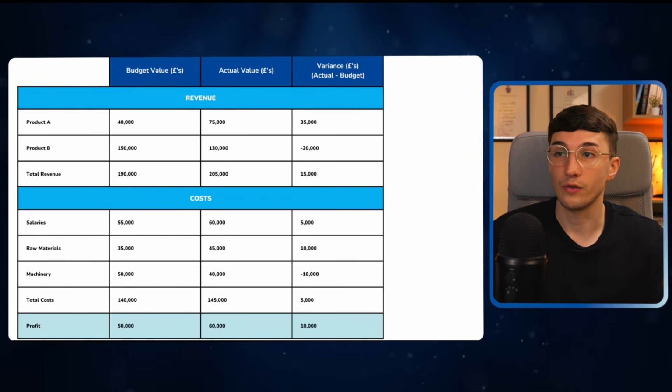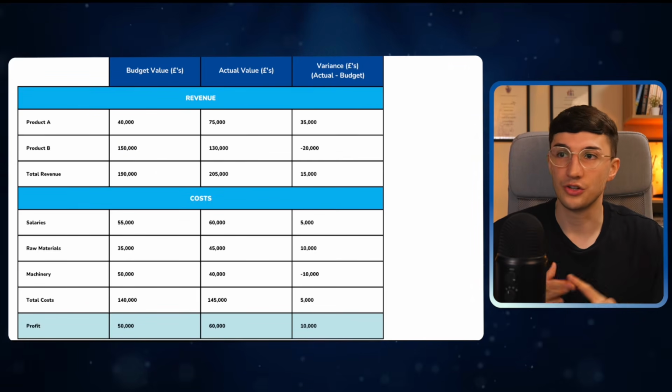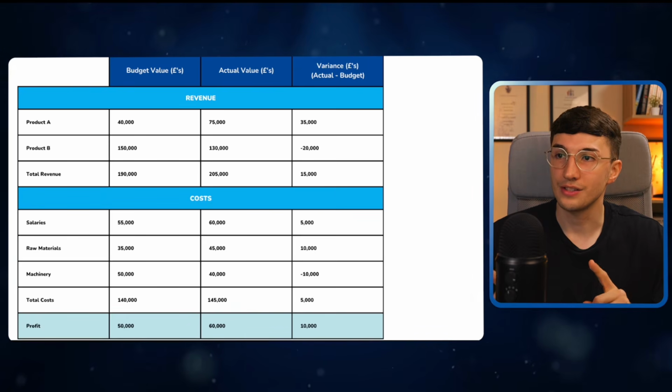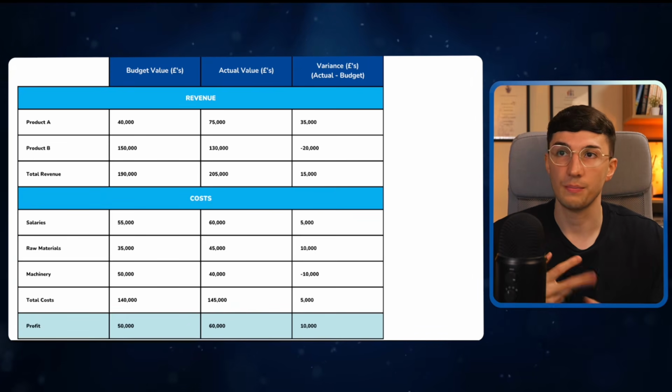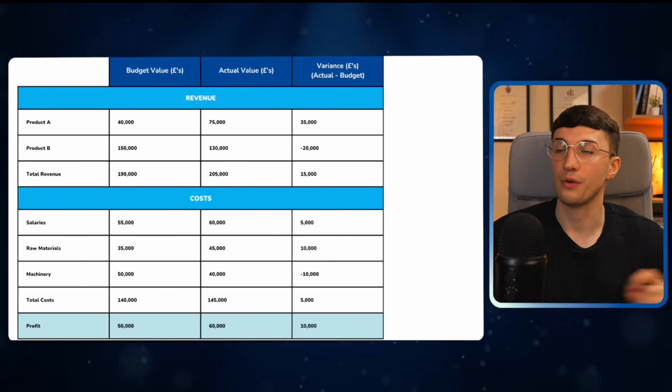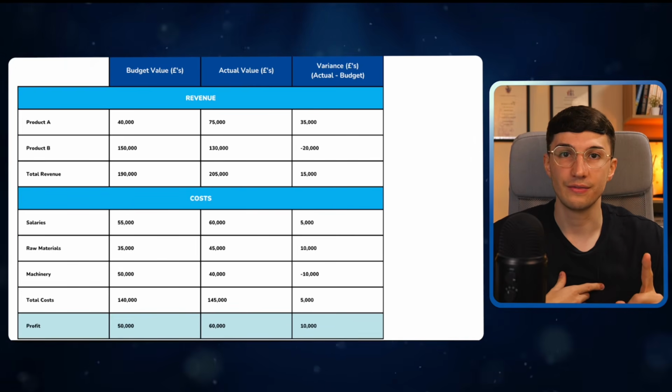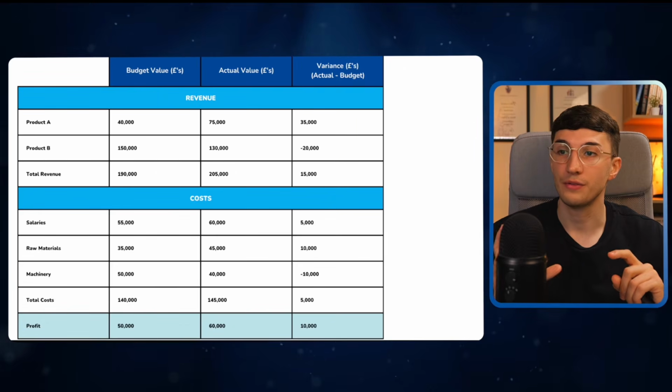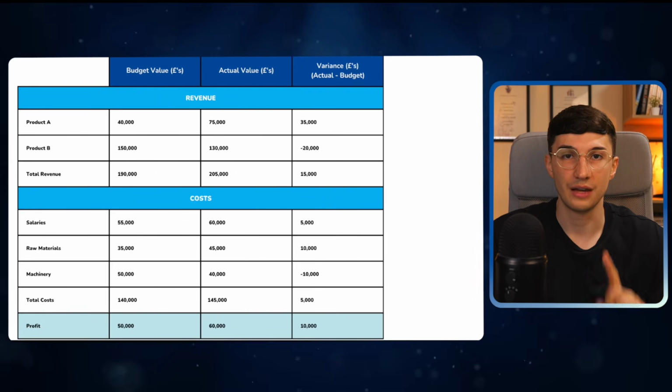I'm just going to do the salaries for the costs because you can see all the information here. So for our costs, we do £60,000 minus £55,000 to give me a variance of £5,000. Straight now down to the profit. Actual value, £60,000. Budgeted value, £50,000. Gives me a variance of £10,000.